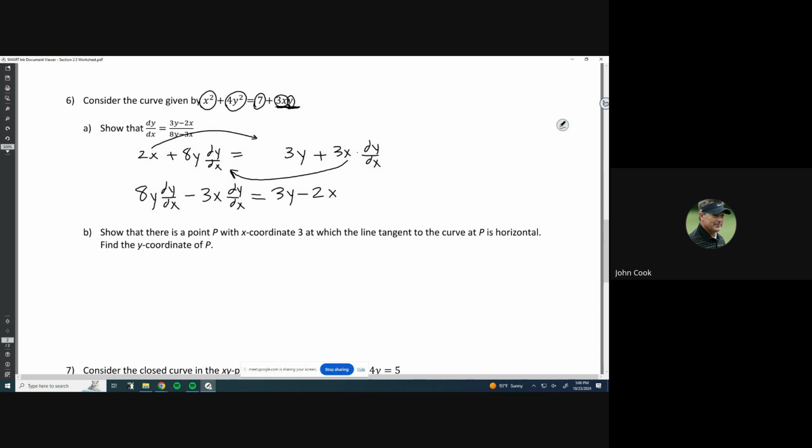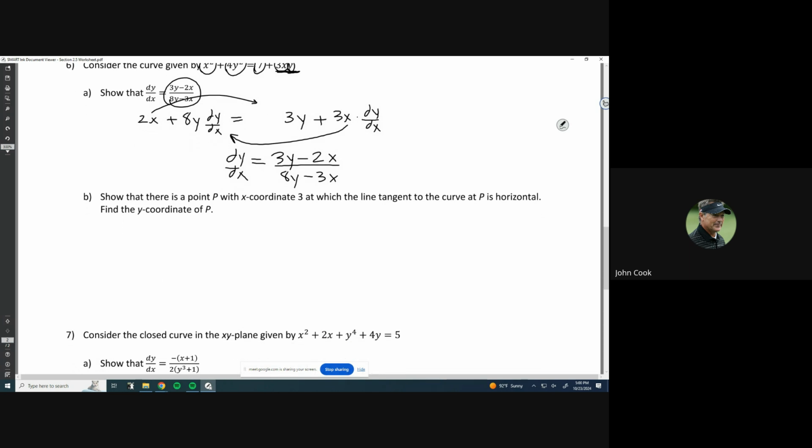Okay, then the next step is to factor out the dy/dx. I've got a dy/dx on both of these, so I'll factor it out. And then to get dy/dx all by itself, I've got to divide all this stuff out, right? Because it's multiplying on there. So I'll divide it out on both sides. 8y minus 3x. And that gives me dy/dx. And it should look pretty similar to that. Yeah, look, the same thing. So there you go. That showed that it was the derivative.